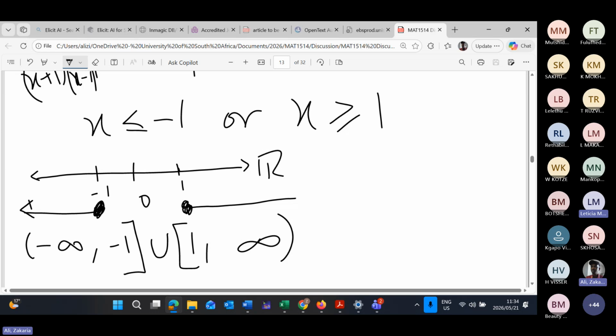Great. So this is the domain for g. So D of g is that one: minus infinity up to minus 1, union 1 up to positive infinity.